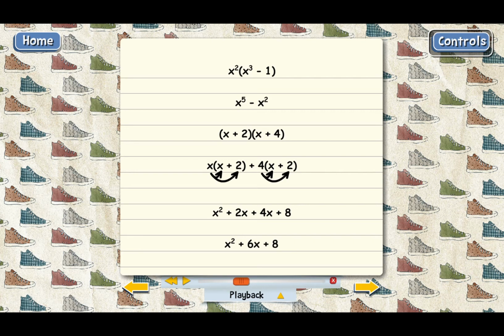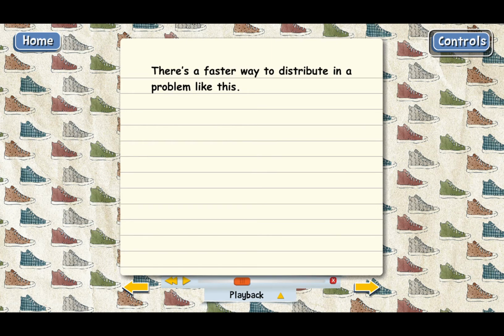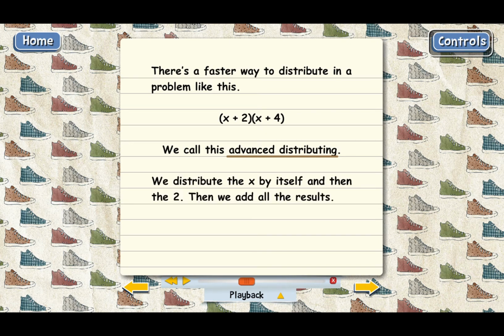But it turns out there's actually a faster way to distribute in a situation like this. And to show you, let's go back to the original expression. And we call this advanced distributing because it works in complicated cases like this one, and also just because it's faster. But here's how advanced distributing works. Instead of distributing the entire quantity x plus 2 to the x and then to the 4, what we do is we distribute the x by itself, and then we distribute the 2 by itself, and then we add everything up. And let's just go through the whole process.